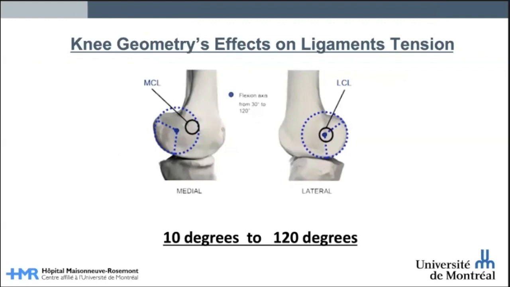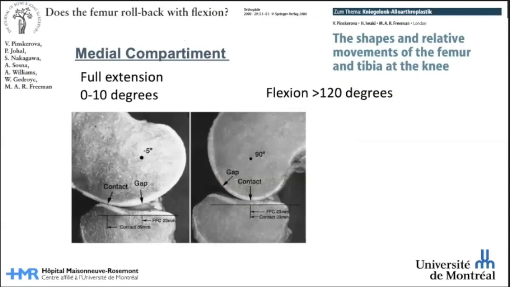We know that in a normal knee, from 10 degrees to 120 degrees of the arc of motion, the MCL and LCL are almost isometric. But the ligament tension is a bit more complex. From the work of Pinskerova, we know that in the medial compartment, when we go into full extension, between 0 and 10 degrees, the medial condyle jumps onto an anterior facet, which puts the MCL into maximum tension. That's why we can lock the knee in full extension.